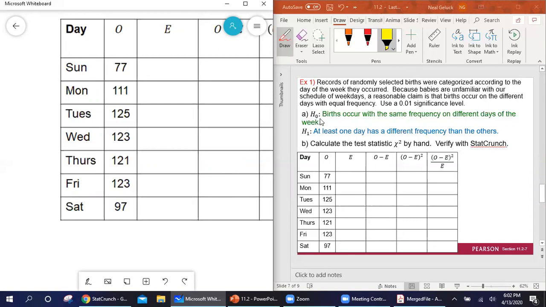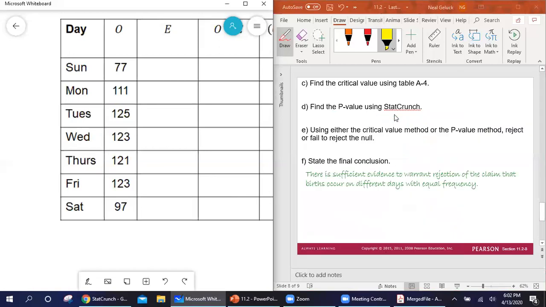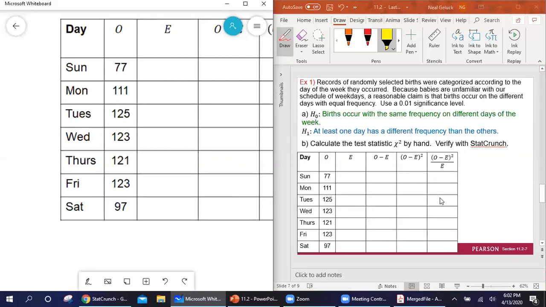So my null is that the births occur with the same frequency on different days. The alternative of the same frequency is that at least one day is different. So my original claim, same frequency. The alternative to that is one of them is at least different. So how do we do this?